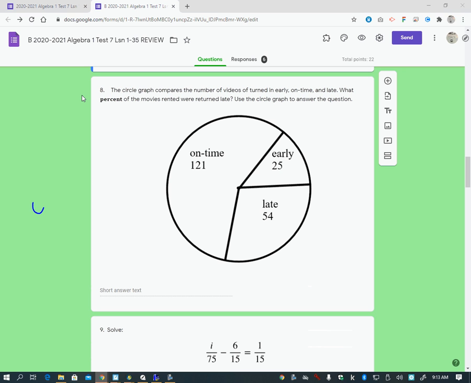You've seen this graph before? Cool. The circle graph compares the number of videos turned in early, on time, and late. What percent of the movies rented were returned late? Use the circle graph to answer the question. Let me say something here real quick. Some students retaking tests were given questions that said find the percent of something, and all you've listed is the decimal. You never actually converted it to a percent.